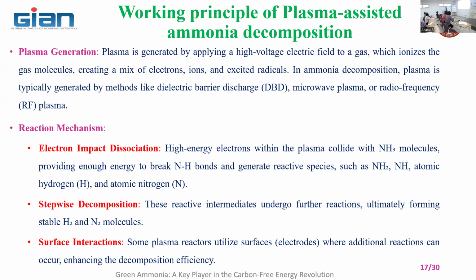So plasma generation, you already know that, is generated by applying a high voltage electric field to a gas, ionizing gas molecules and creating a mix of electrons, ions and excited radicals. In ammonia decomposition, plasma is typically generated by methods like dielectric barrier discharge. There are different ways of creating plasma. You can refer to some review papers. One of them is dielectric barrier discharge, which we are currently using in our laboratory. Similarly, microwave is also used for creating plasma, or radio frequency plasma.